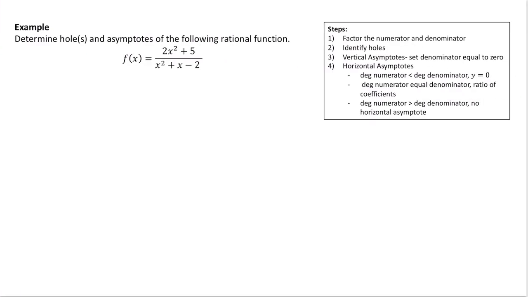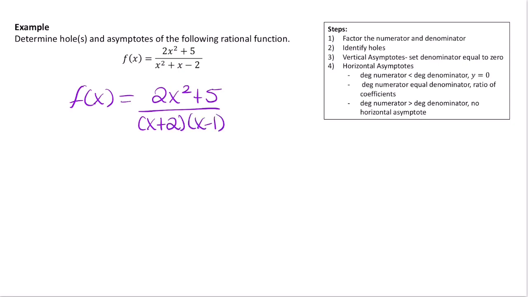So now let's work on this rational function. Let's determine the hole and asymptotes of this rational function right here. So we have f of x equals 2x squared plus 5 over something. If we factor everything, the numerator becomes 2x squared plus 5 because that can't factor. The denominator is going to become x plus 2 times x minus 1. So there's no common factors here, okay? So if there's no common factors, this graph will have no hole.